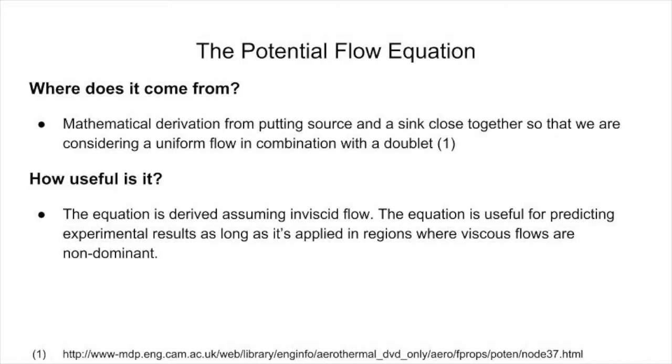So the potential flow equation assumes inviscid flow, so the equation can be applied in regions of experimental data where viscous forces are not as dominant. However, when you apply it to regions where viscous forces are dominant, the equation 1 minus 4 sine squared theta doesn't match experimental data that well.